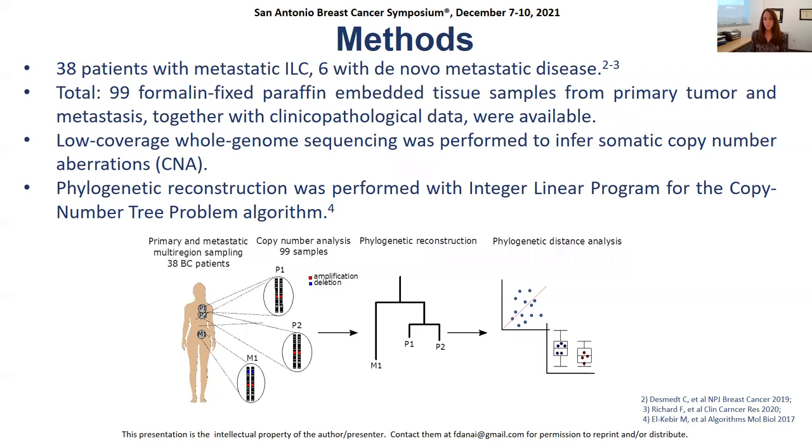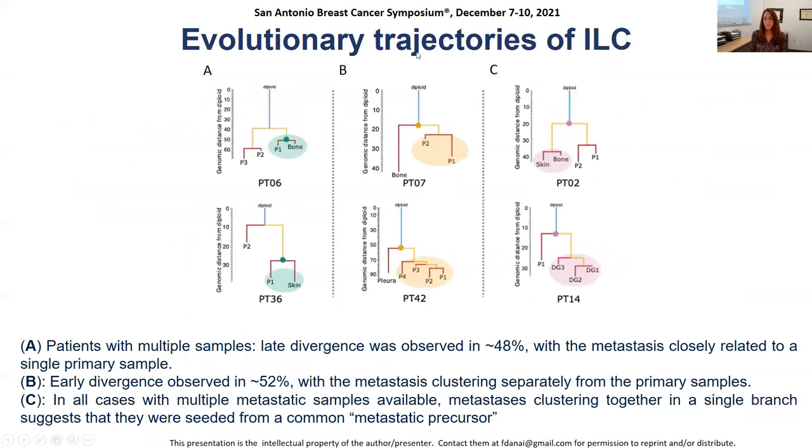They performed low coverage whole genome sequencing on the samples to infer somatic copy number aberrations. They then performed phylogenetic reconstruction and distance analyses. Late divergence was observed in 48% of patients, with the metastasis closely related to a single primary sample. Early divergence was observed in 52% of patients, with the metastasis clustering separately from the primary sample. Metastases clustering together in a single branch suggested that they were seeded from a common metastatic precursor.